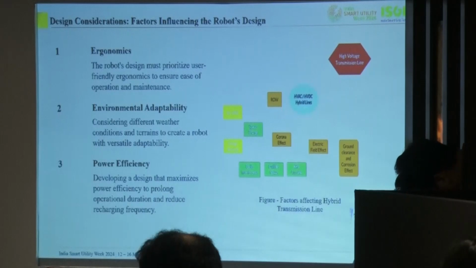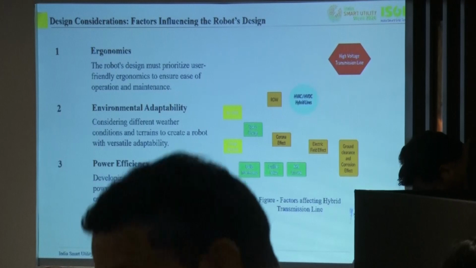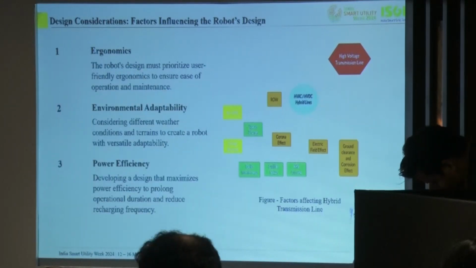Even space charge will be an issue in the case of a hybrid transmission line, along with concerns related to electric and magnetic fields, and ground clearance and corrosion effects play a very important role. So these are the factors in line with the same.